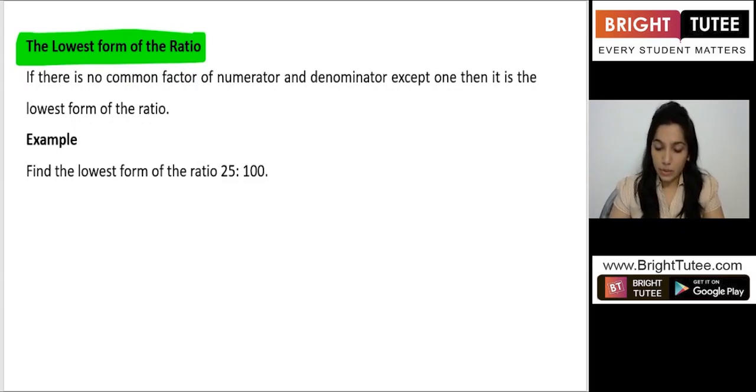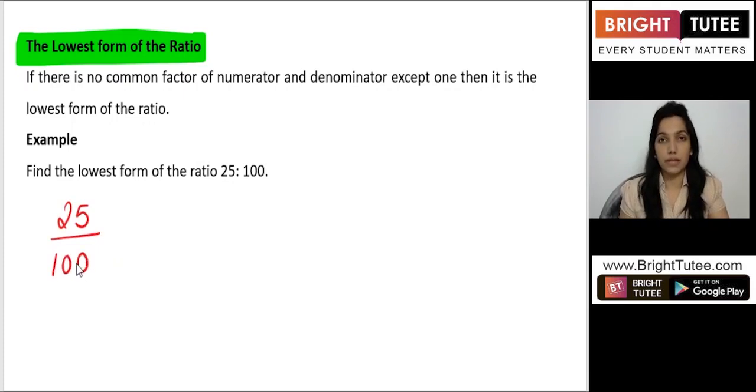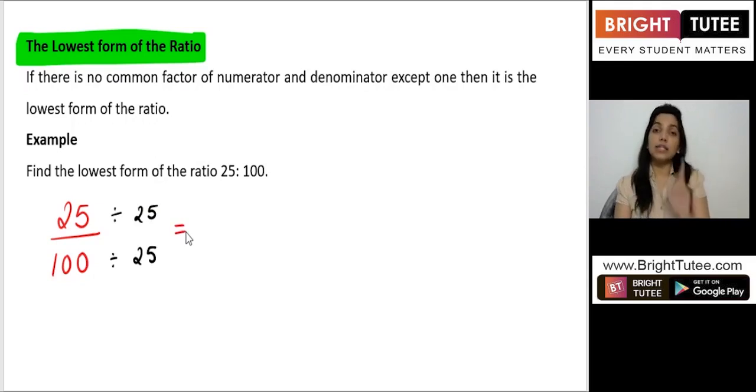It says find the lowest form for the ratio of 25:100. So 25:100, writing it like this in a fraction form, we can clearly see that 25 and 100 both are there in the 25 times table. So we are going to divide both the numerator and denominator by 25, because this is the highest common factor between the two numbers.